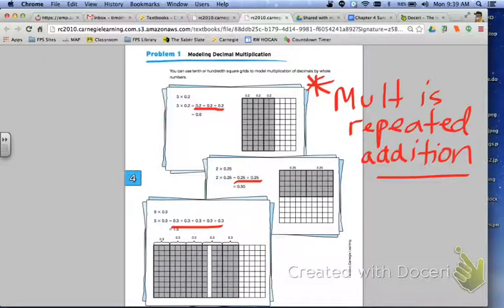And let's remember that multiplication is repeated addition, so you can see that also in each of the examples. The first one, we have 2 tenths added together 3 times. In the second example, 25 hundredths added together twice. And in the final example, 3 tenths added together 5 times.